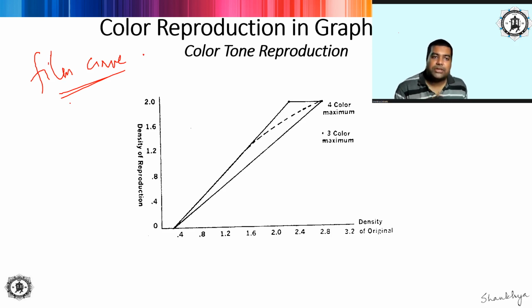In this particular one, we are trying to find a way to first of all identify the behavior of our reproduced transparency with respect to the original, and how the reproduction in the film can be made as close to the original as possible. Okay, now let us see what this curve is telling us first.